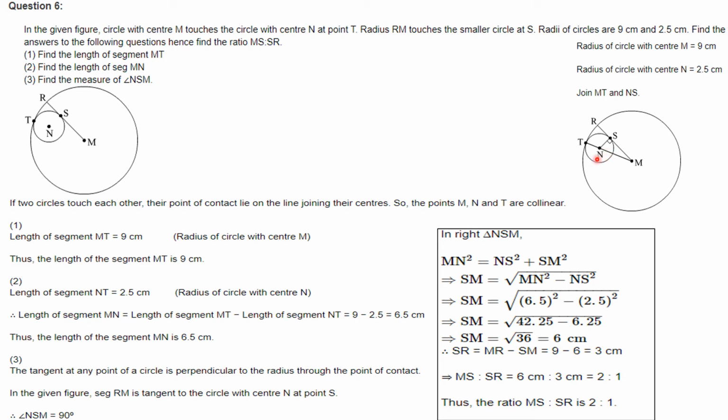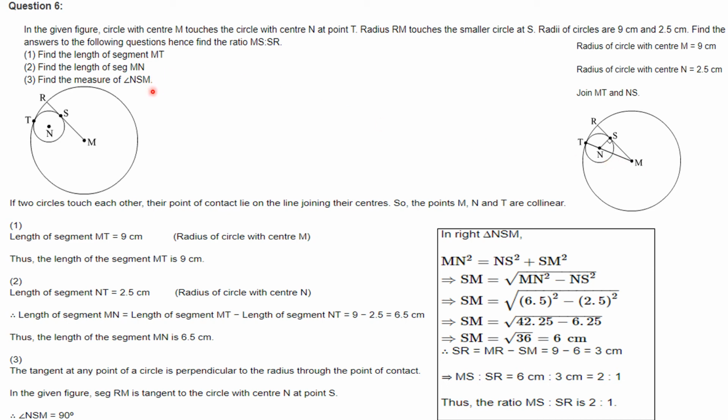So now length of segment MN is equal to length of segment MT minus NT. So here 9 minus 2.5. So length of segment MN is 6.5. Thus your second answer is ready, MN.